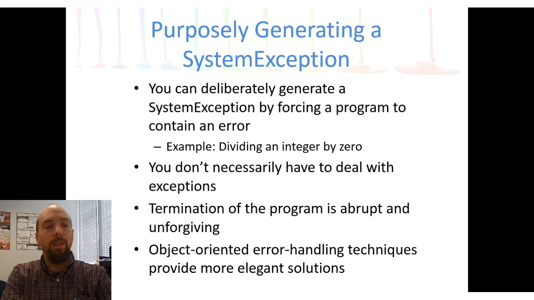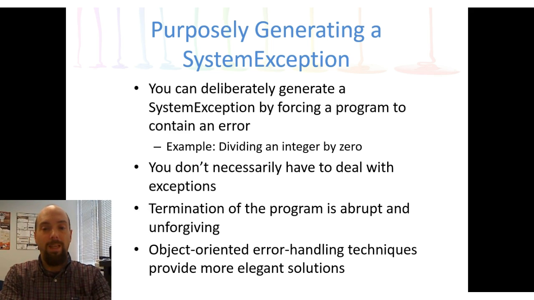We can deliberately generate a system exception by forcing a program to contain an error. So if I want to try something like dividing by zero, I can force my program to crash. And I want to somehow handle that. Well, the question is, how do I handle it? Do I do it, or do I allow the program to handle the exception? We don't necessarily have to deal with the exception.